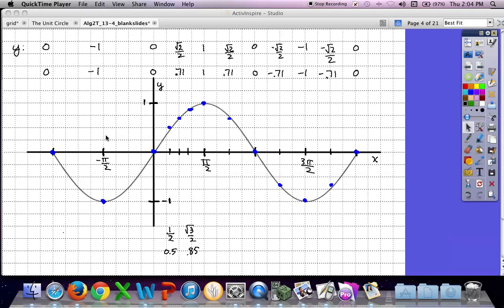Okay, now, if I went farther to the left, what would we expect to see on this graph? It would just keep going, right? Dot, dot, dot. And if I kept going over here, it would keep going. This graph goes forever to the left and to the right. It just keeps repeating itself.